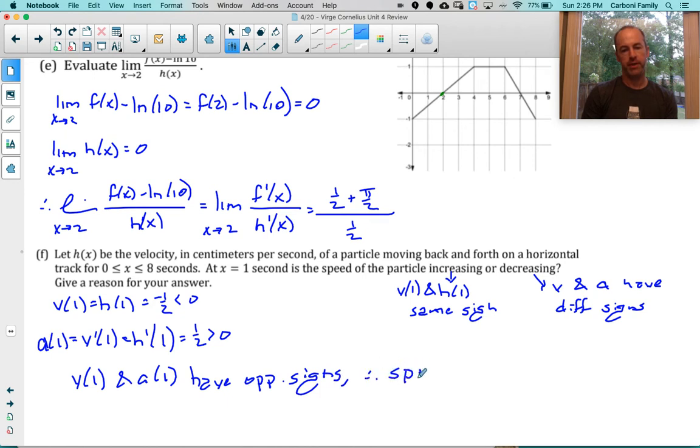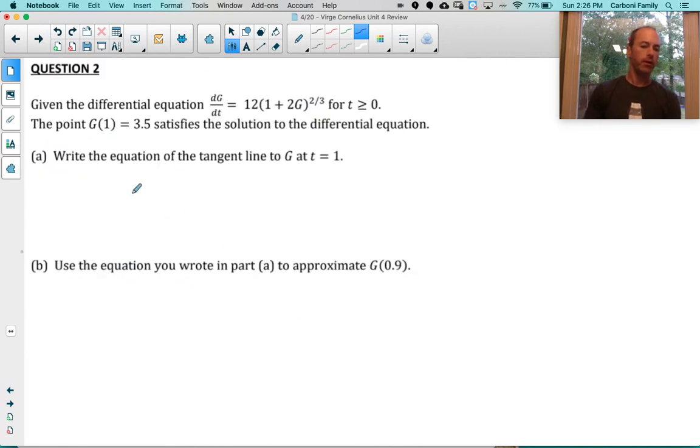Therefore, speed decreases. There we go. Woo, I feel like I blundered my way through that. Okay, let's move on to question 2.